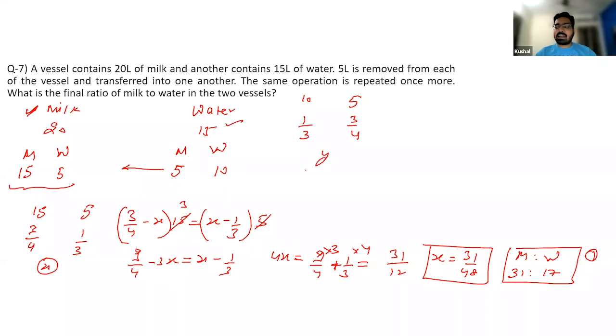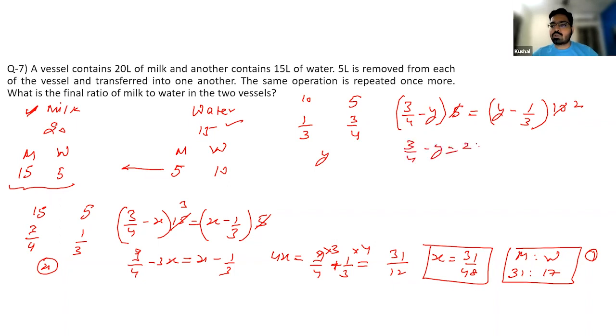Let me take this final strength after mixing the two as Y. Of course, 3/4 is greater and 1/3 is lesser. So 3/4 will create a surplus. (3/4 minus Y) into 5 must be equal to (Y minus 1/3) into 10. We just have to solve this to get the value of Y. This will be 2. So what are we left with? 3/4 minus Y should be equal to 2Y minus 2/3.